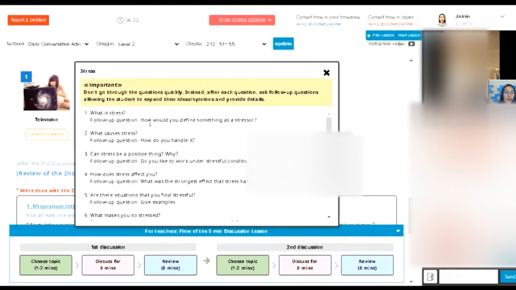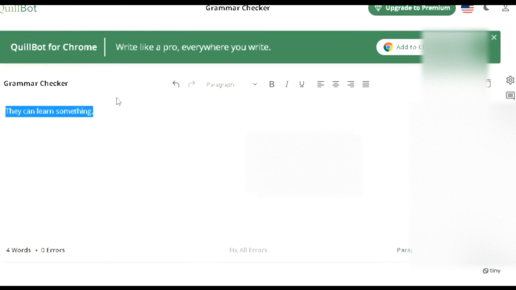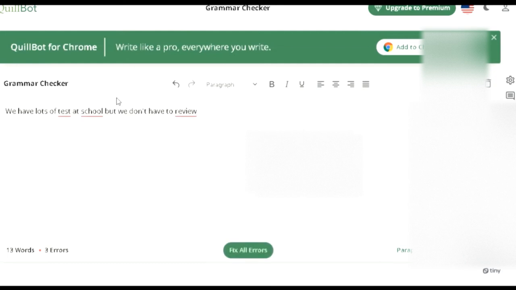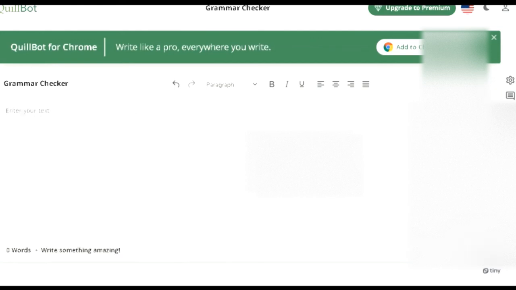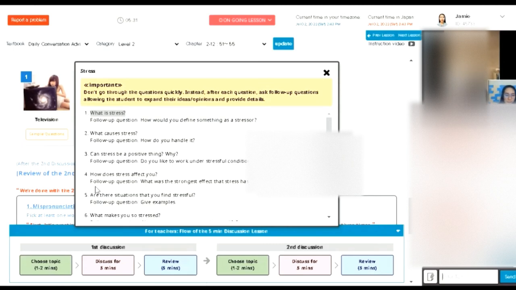Stress. Okay, so for you, what is stress? For me, stress is that we have lots of tests at school and maybe don't have time to review and prepare, and then we will get bad grades at school. You don't have time to review. And then we will get bad grades at school. Okay, so that is an example of stress, right? Yes.